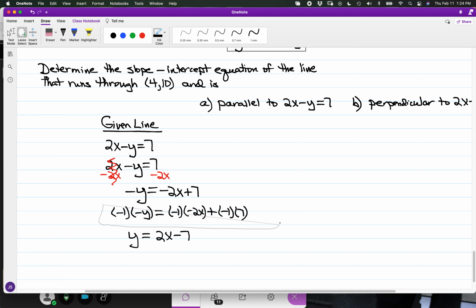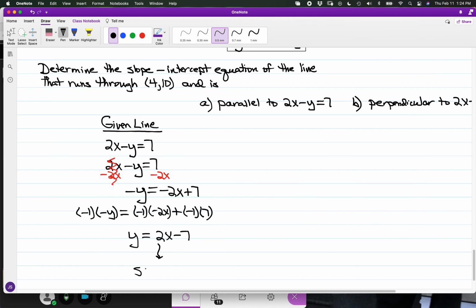And so for what we have from the slope-intercept, it turns out that for the given line we have that the slope m is equal to 2. Now, for the parallel line, again, parallel lines will have the same slope. So you have the slope m is equal to 2, and the point through which the line passes, again, is going to be at (4, 10).